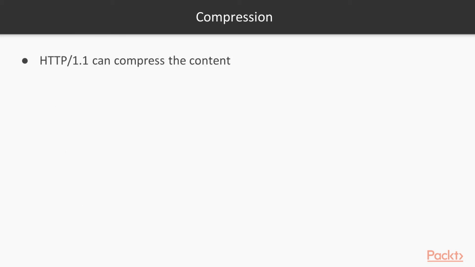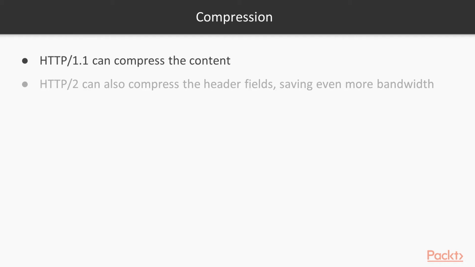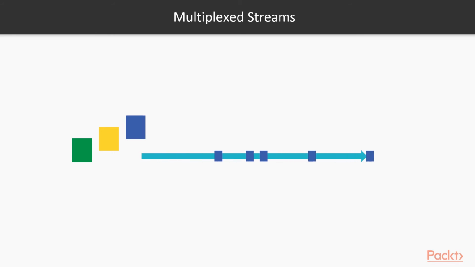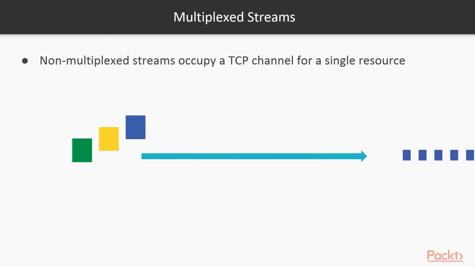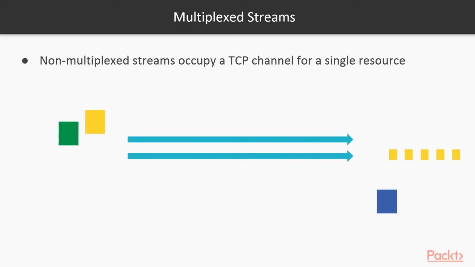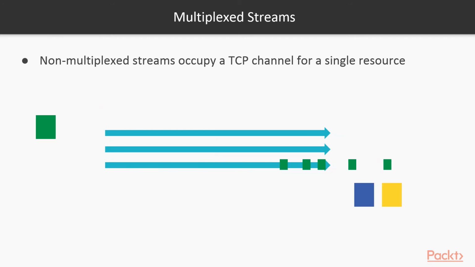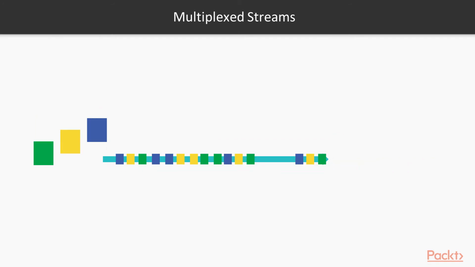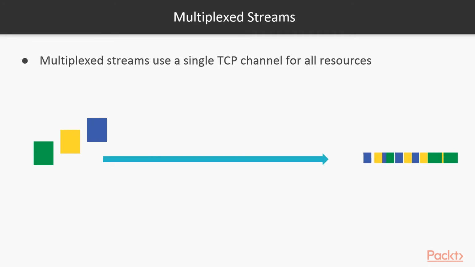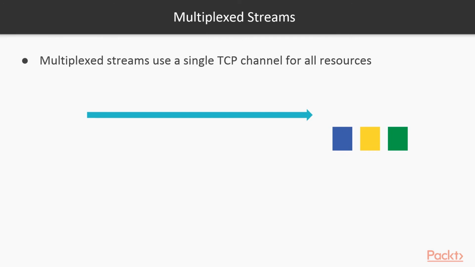Compression. HTTP 1.1 can compress the content, but it cannot compress the header fields. HTTP 2 can also compress the header fields, and it saves even more bandwidth. Multiplexed streams. Without multiplexing, we occupy a TCP channel for a single resource, and then we download the next resource and the next one. But when it's multiplexed, all the resources come on the same TCP channel, and they download much faster.